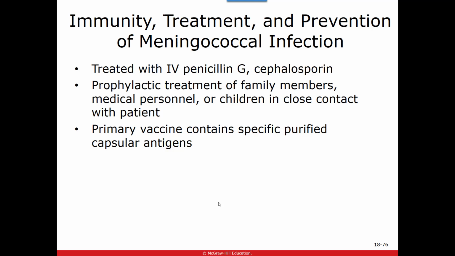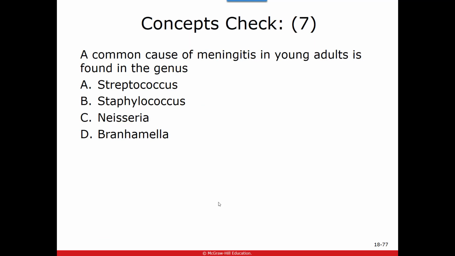Now, my last little concept check on here. A common cause of meningitis in young adults is Neisseria meningitidis. So, in this chapter we got through a lot of gram-positive cocci and gram-negative cocci. So everything cocci-shaped, lots of different diseases that can happen.